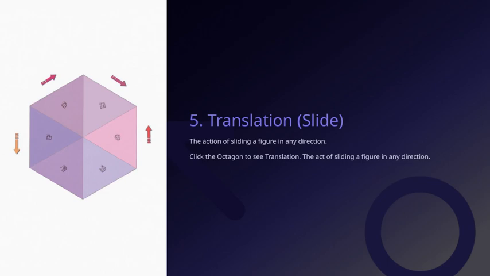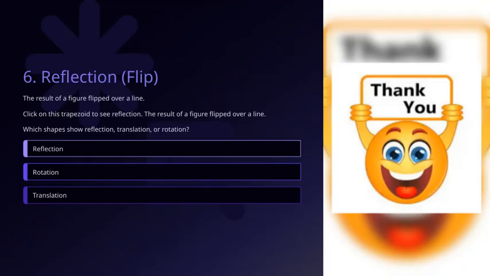Now let's take a moment to look at reflection, which is the result of a figure flipped over a line. If you click on this trapezoid, you'll see the reflection in action. It's essentially like holding a mirror up to the shape, creating a mirror image across a line. As we examine different shapes, try to figure out whether each one shows reflection, translation, or rotation. Reflection, as we just discussed, involves flipping.